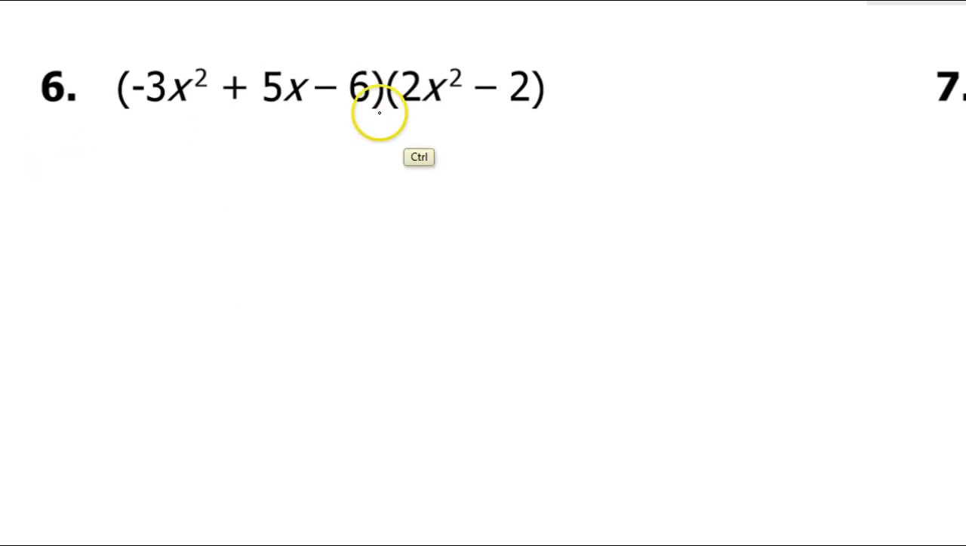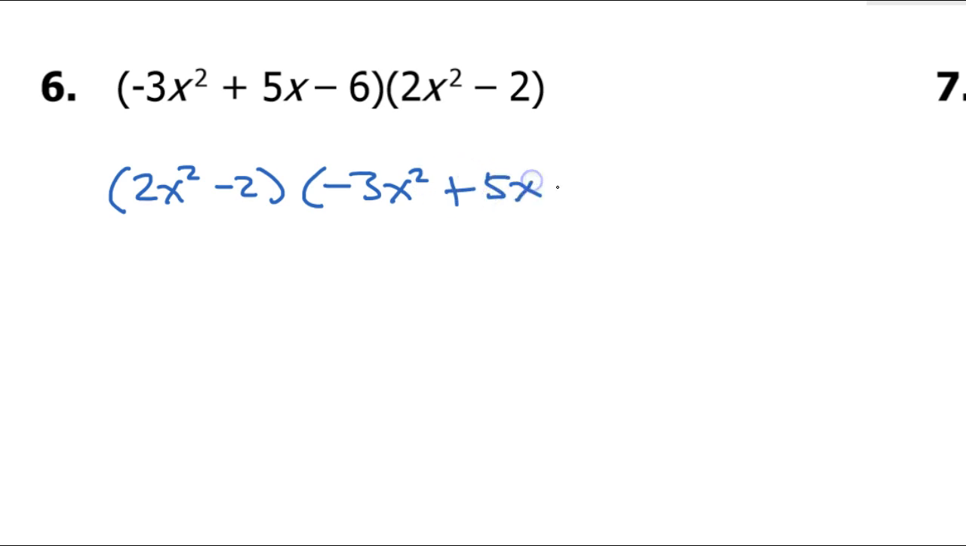Now, number 6 is another multiplication problem. There's no symbol in between, so that's how I know it's multiplication. I prefer to have the shorter polynomial first. So I'm going to rewrite this so that the binomial comes before the trinomial. So this would be the same thing as 2x squared minus 2 times negative 3x squared plus 5x minus 6. All right, I just switched them around. That didn't change anything. So now we have to do the distributive property twice.